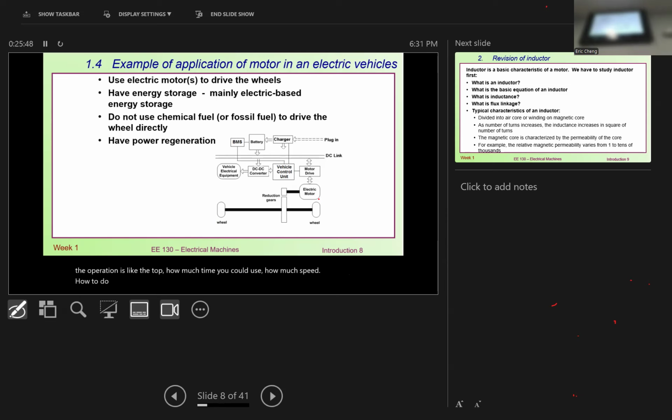A motor is just a set of windings. It doesn't understand anything. So we have to use a motor controller to control the motor, to tell the motor what kind of voltage and current to apply to the motor. So that's how we control the motor. That's a typical example of how we control a motor.